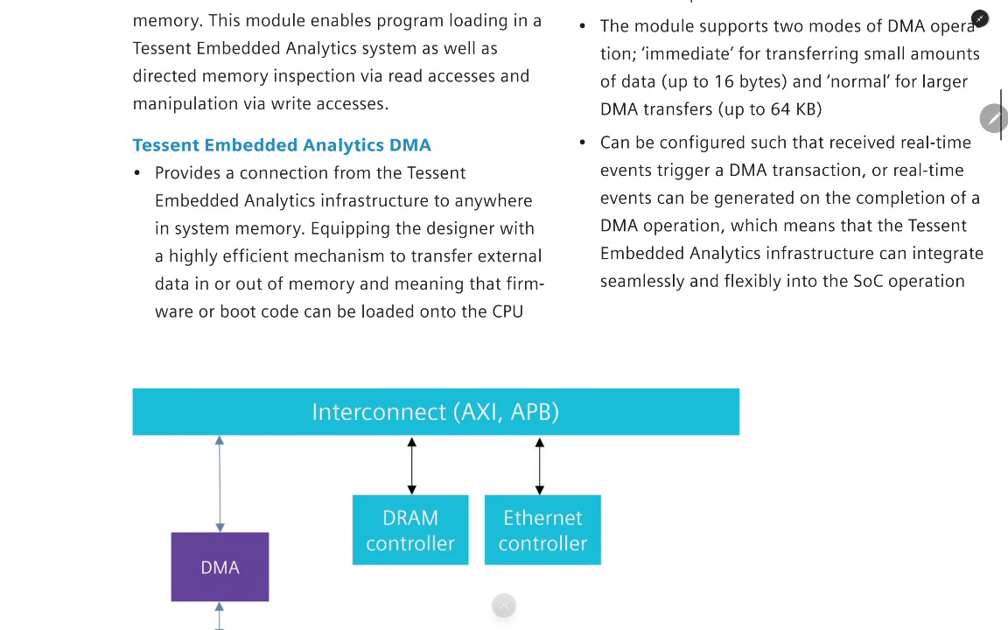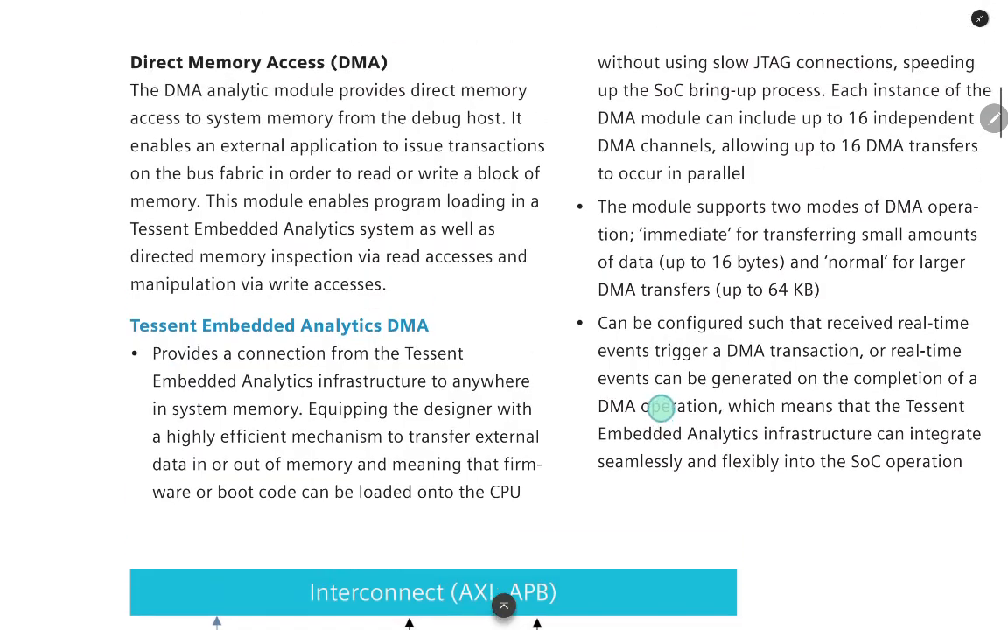Tessent embedded analytics DMA provides a connection from a Tessent embedded analytics infrastructure to anywhere in system memory, equipping the designer with a highly efficient mechanism to transfer external data in or out of the memory, and meaning that a firmware or boot code can load it onto the CPU.